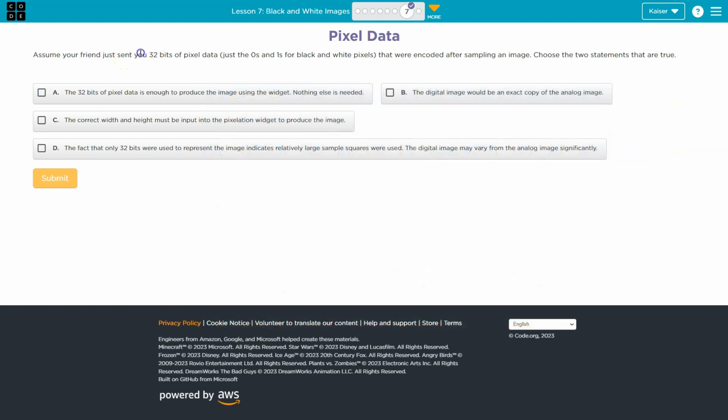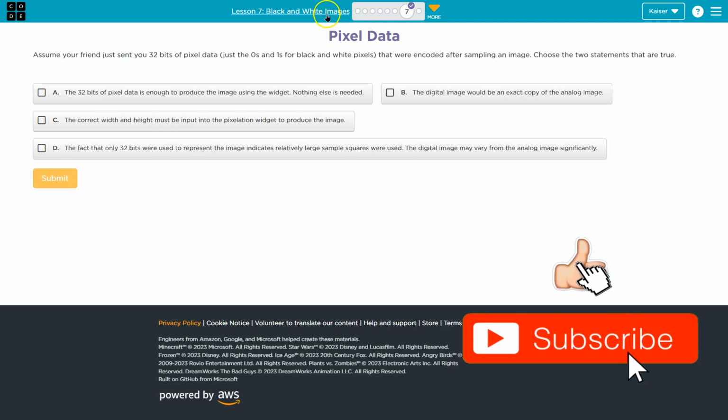Assume your friend just sent you 32 bits of pixel data. Just the zeros and ones for black and white pixels. Binary. That were encoded after sampling an image. Choose the two statements that are true. Okay, guys, there's a lot of vocab in here.